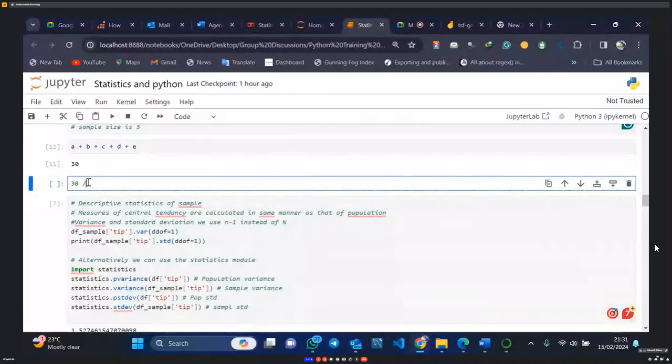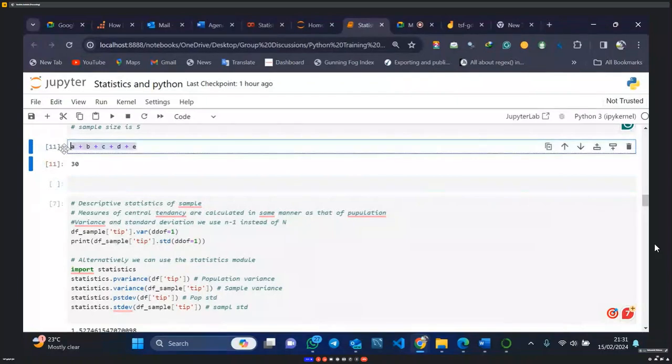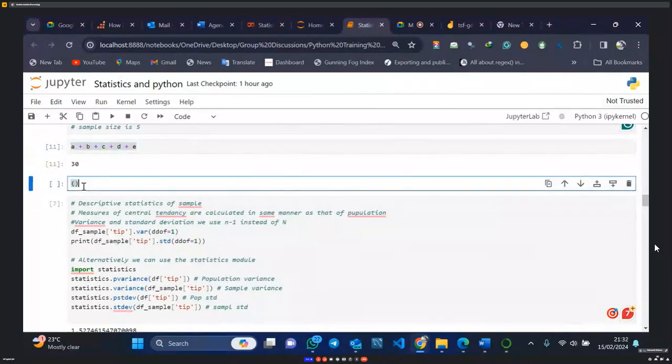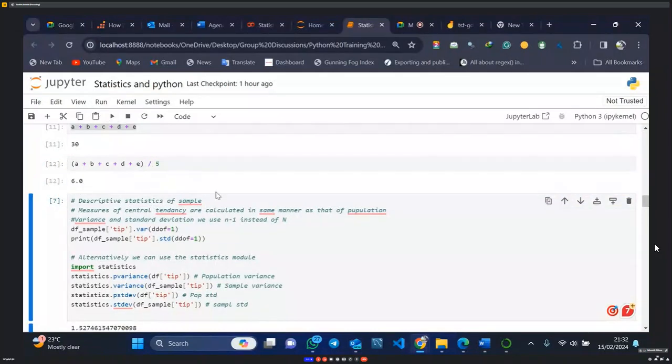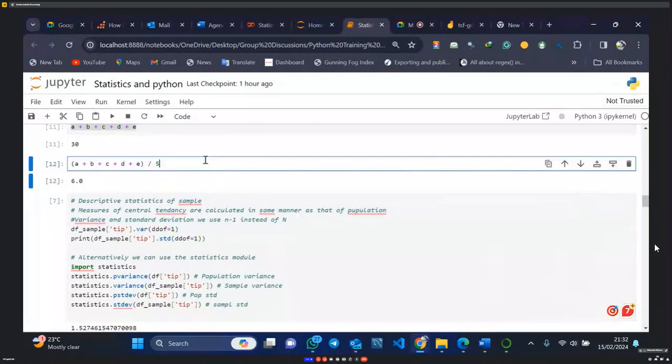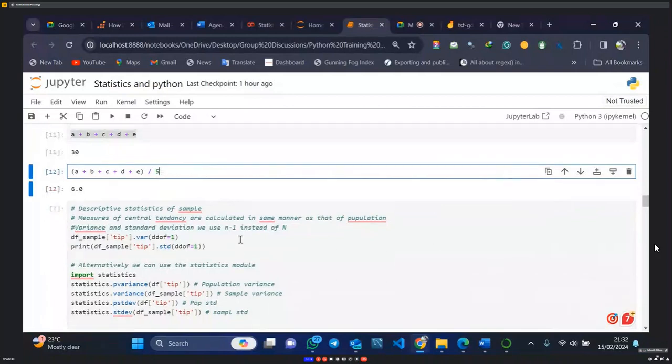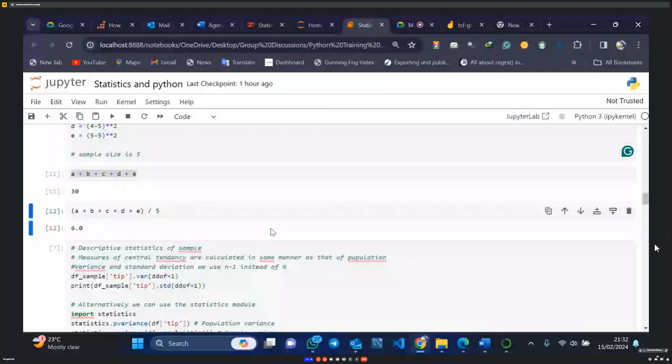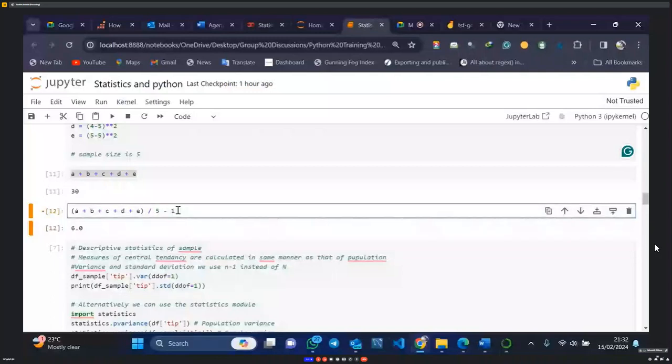You can put the whole sum in brackets, divided by, just type. Let me copy this into brackets. So this is divide in Python. Will it work? Yeah. I've done that, divided by 5 minus 1, if it's the sample size, because we are using a sample. So n minus 1 here. Yes, like that.